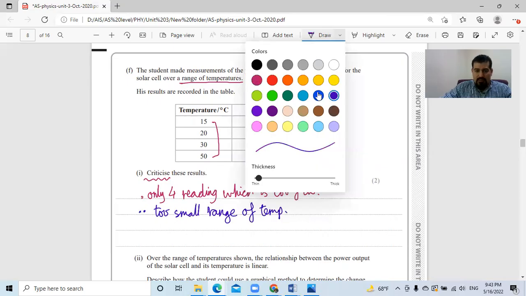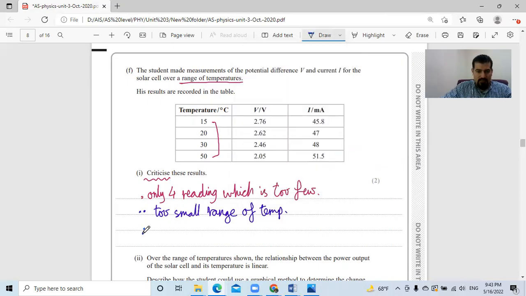Also, I can say here, inconsistent interval for temperature readings, or inconsistent decimal places in current values.